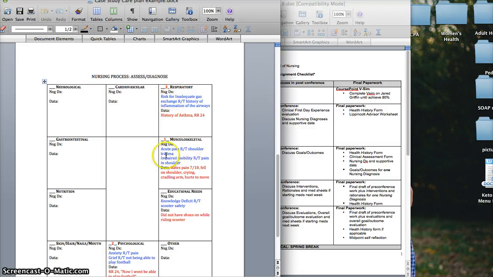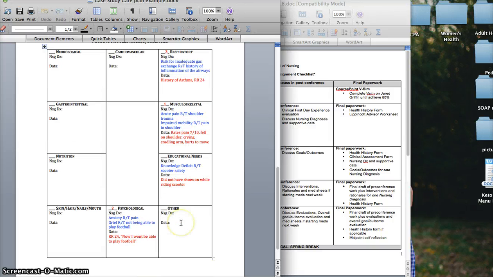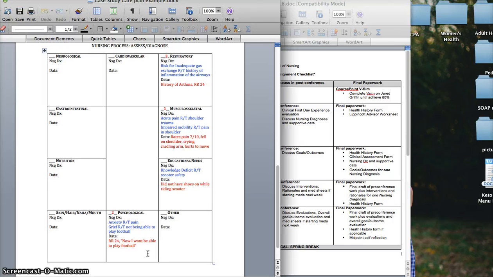Also, here's acute pain. We have rates pain 7 out of 10, fell on his shoulder, crying, cradling arm, hurts to move. If we had x-rays, we could put those here. If there were any labs, like if we had an arterial blood gas or something, that could be up here. Knowledge deficit, some supportive data is that he didn't have shoes on while riding his scooter. Underneath psychological, we have a respiratory rate of 24. Now I won't be able to play football, and of course there's much more there. So I hope this helps.